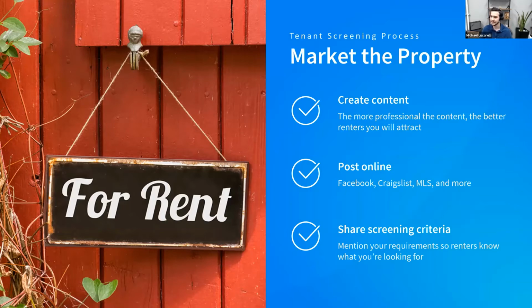A last thing here is to think about sharing your screening criteria and mentioning some of your baseline requirements, so that renters know what you're looking for and you allow them to self-eliminate, so that they may not even start reaching out to you. If you're able to share a couple things, like the score that you're looking for, then they might just say, oh, I don't meet that, I'm not going to bother reaching out about this property. That saves everyone a whole lot of time, so providing that upfront is really beneficial.